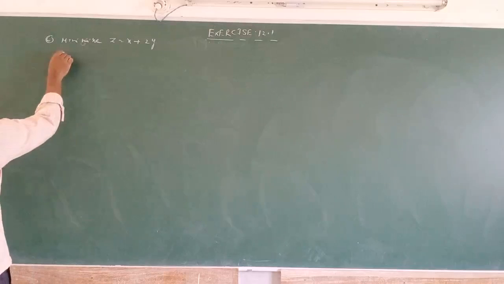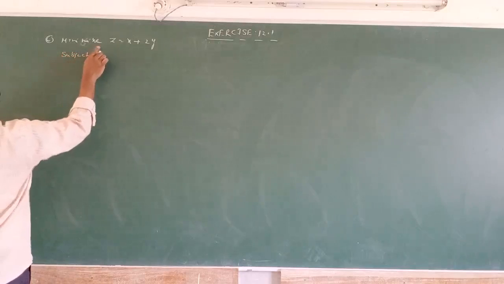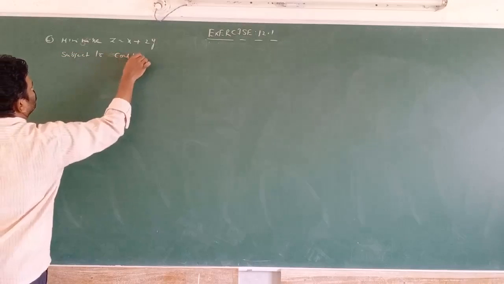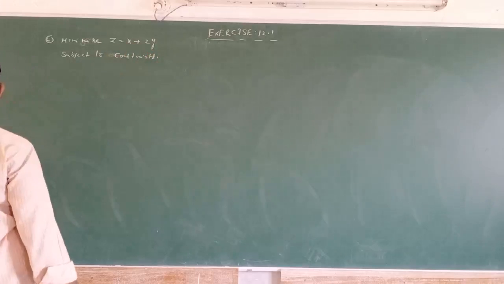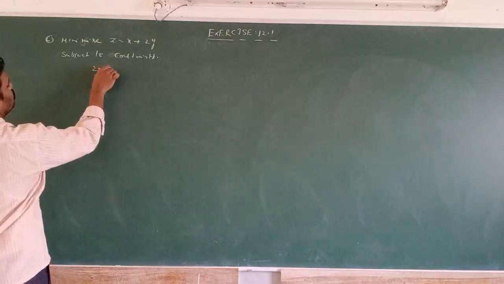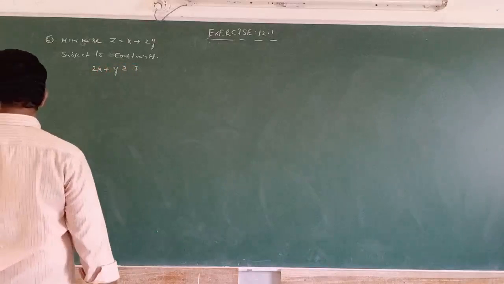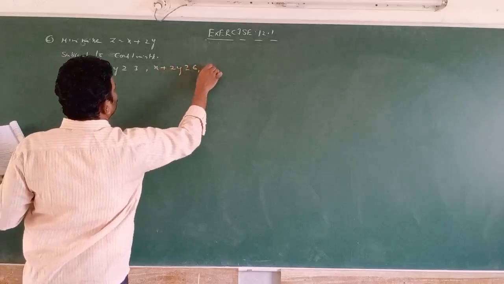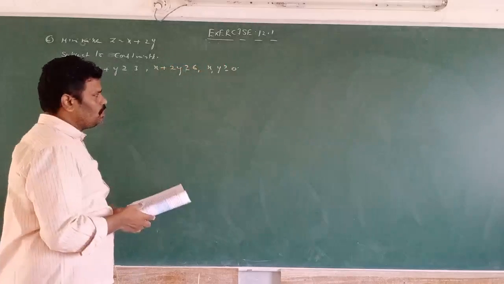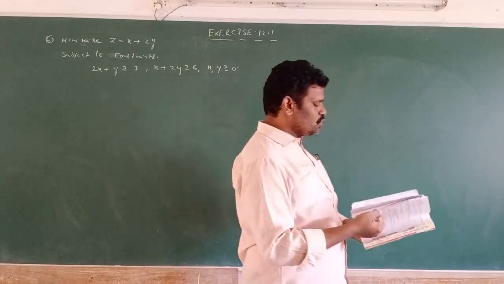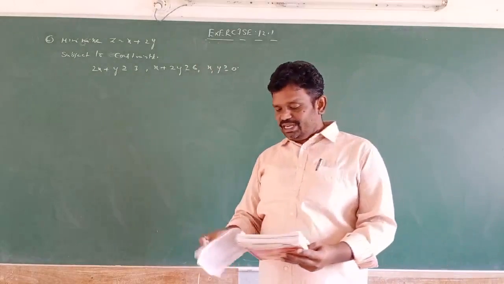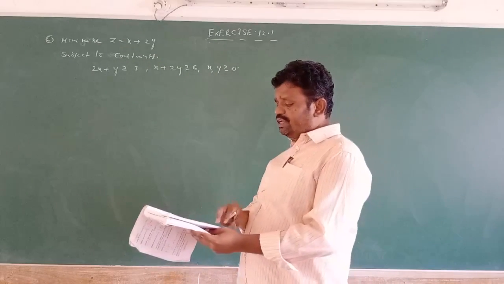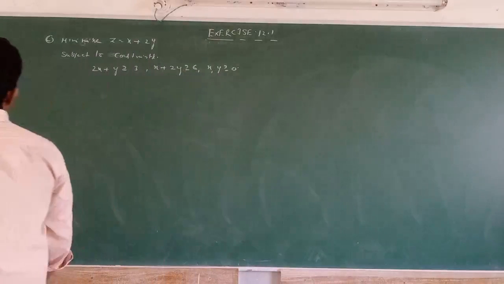Next, the sixth one: minimize, subject to constraints. Which constraints do you see here? 2x plus y is greater than or equal to 3, x plus 2y is greater than or equal to 6, and x, y is greater than or equal to 0. So these are the conditions. From these conditions we need to find the required value, and here we need to minimize. So how do we find it?